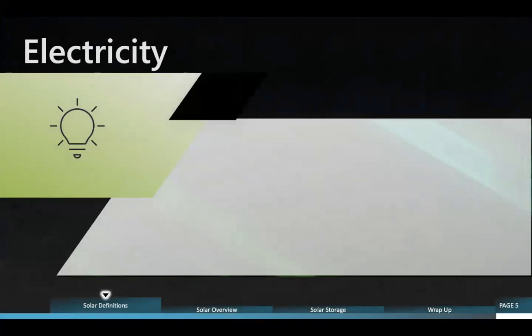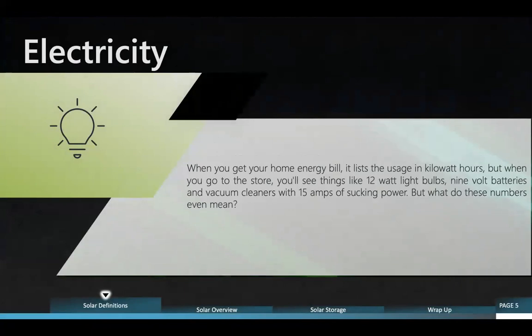First thing we got to learn a little bit about is electricity. So what is electricity and how does it work? When you get your home energy bill, it lists usage in kilowatt hours. When you go to the store, you see things like a 12-watt light bulb, 9-volt batteries, and vacuum cleaners that have like 15 amps of sucking power. So what do all these numbers mean? It all means that they need a specific number, whether it's the wattage or the amps, in order to create the energy that it needs to run. All these things have to function together in the end.